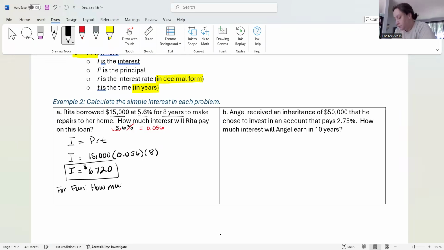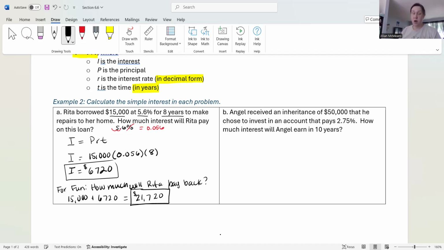Now, just for fun, how much will Rita pay back? Rita is certainly going to have to pay back the $15,000 that she borrowed, but she's also going to have to pay that $6,720 in interest. If we add these two values, we get $21,720. So after 8 years, Rita will not only have paid back her 15,000, she will also have paid back interest. The total amount that Rita would have paid back is $21,720. Now that was not asked here. We just did that for the sake of fun.